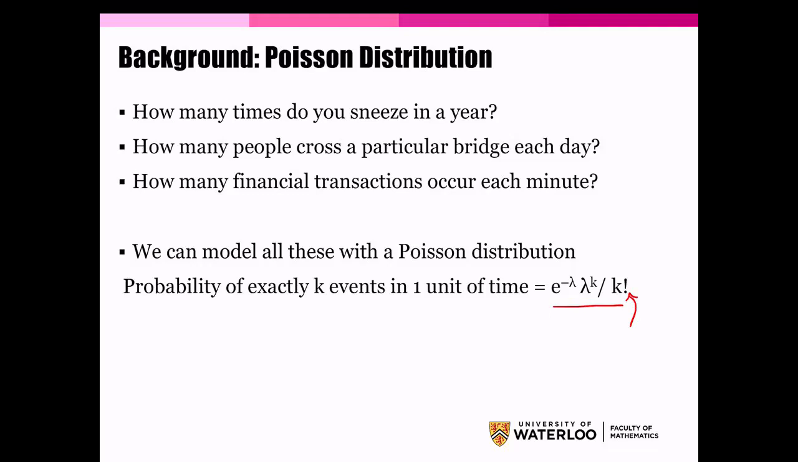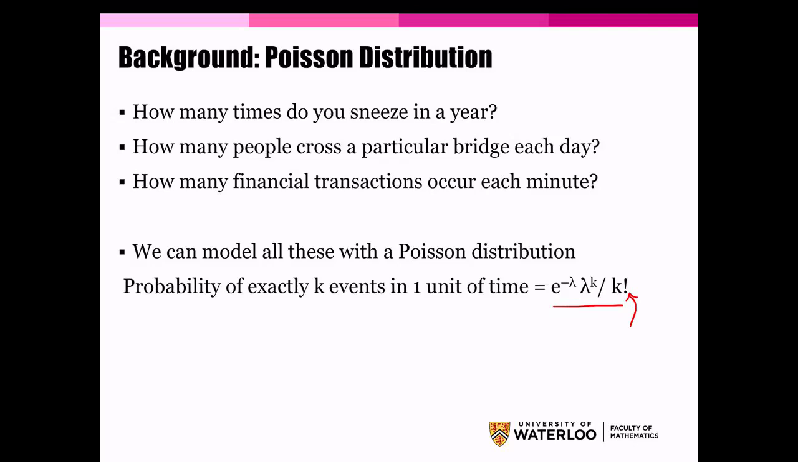It grows very quickly. So if we wanted to know what's the probability that there were exactly 10 people crossing a bridge in one particular day, we take e to the negative lambda, that parameter to the power of 10, and divide by 10 factorial. So this is kind of a way of measuring how many times something happens in a fixed amount of time.